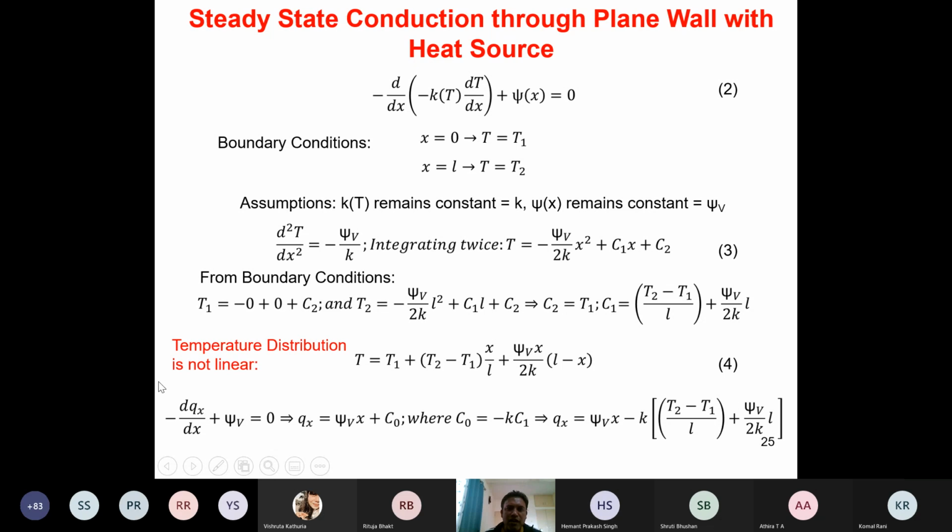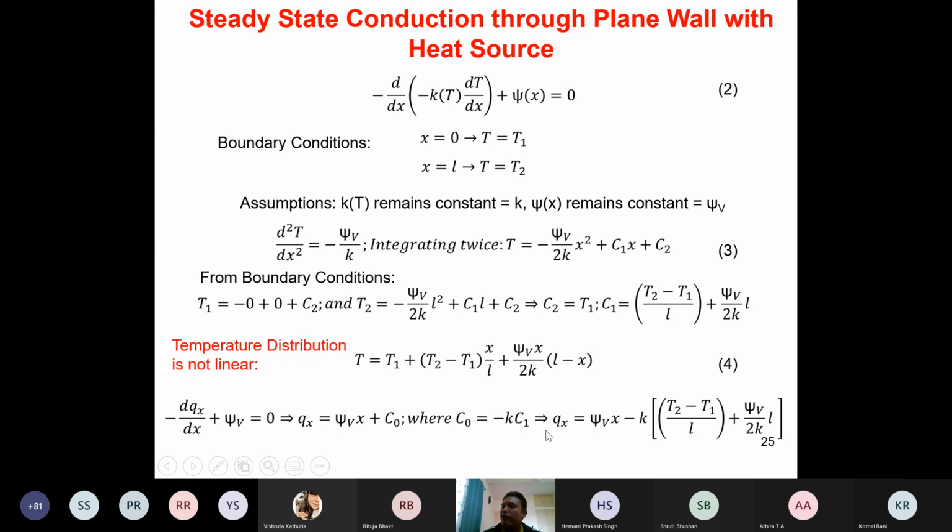So for heat flux, this is the last equation. We can integrate this. From integration, what we get is Qx equals psi_v x plus C naught, where C naught is a different constant. C naught is not C1. If we compare this equation with the earlier equation, you can see that C naught is going to be minus k C1. So C1 we have already obtained, and we can put C1 here.